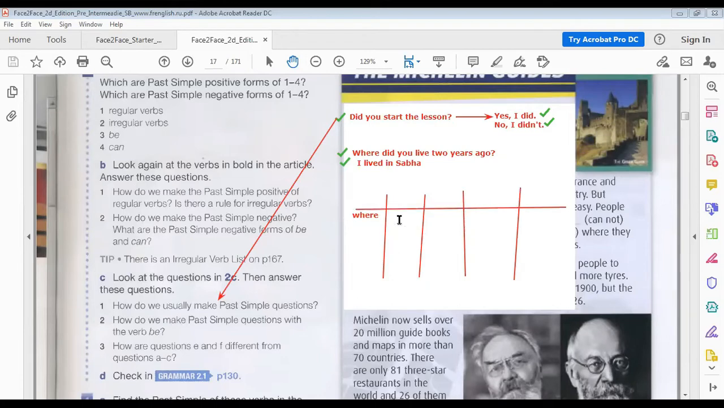And then we have did. And the subject is you. And the infinitive is live. So let's analyze the question: where did you live 2 years ago? So what do we call where? What's this? Question word. Correct. WH question word. All right. So the first thing we have is the WH question.